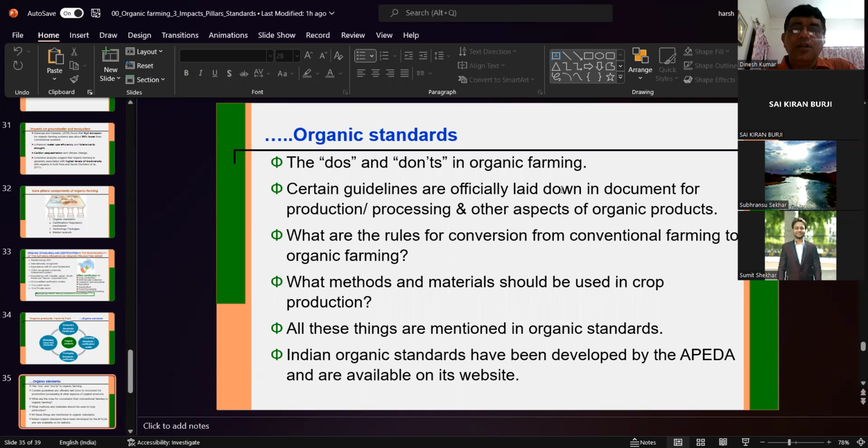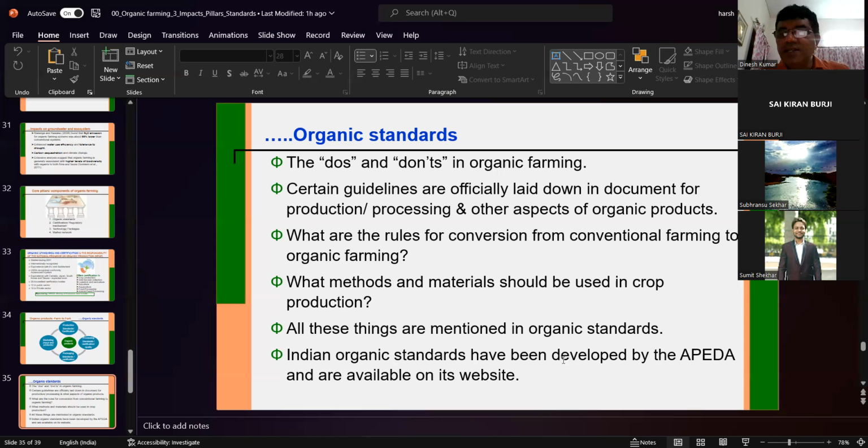transport, or storage. So what are the rules for conversion from conventional to organic farming? They are also listed. Simple rule is a 3-year conversion period is required. During this conversion period, you are not supposed to use synthetic chemicals, and you need to follow the guidelines of the organic standard during the conversion period. What methods and materials should be used in crop production? Sometimes a list is given, that you can use this kind of manure, you cannot use this kind of manure. It is given in writing. So that is also a standard in crop production. All these things are mentioned in the organic standard.